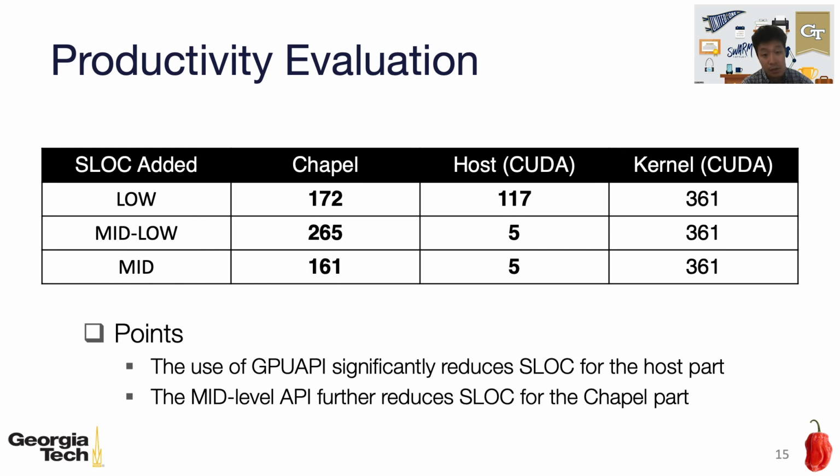And finally, let me talk a little bit about the productivity evaluation. The table shows the source lines of code added for enabling GPU execution. As you can see, the use of the GPU API significantly reduces source lines of code for the host part, and also the mid-level API further reduces the source lines of code for that part. In this application, we identified that the use of the GPU jagged array was quite effective to reduce source lines of code at the mid-level.